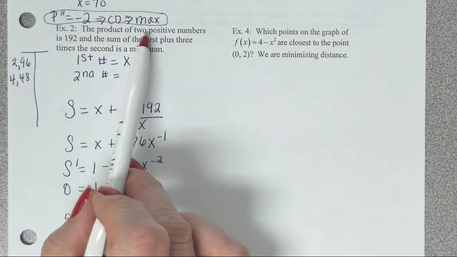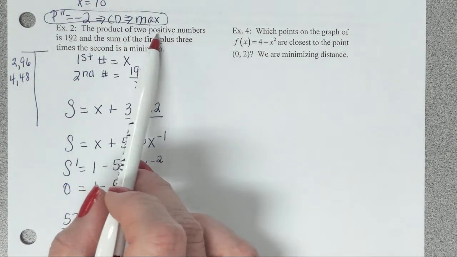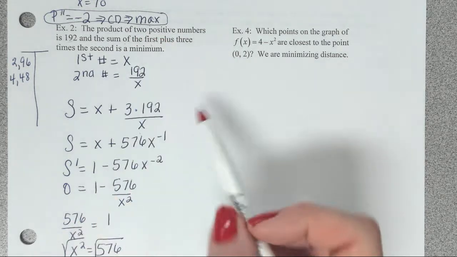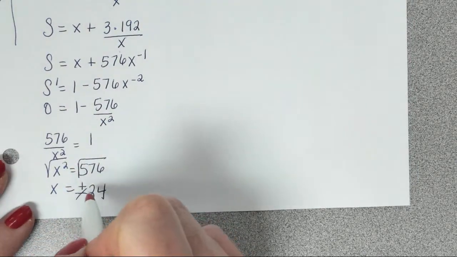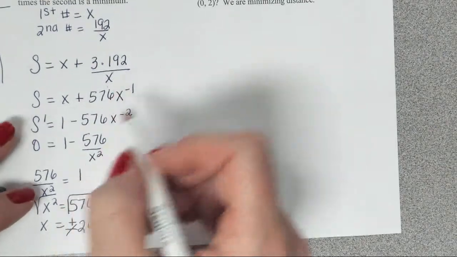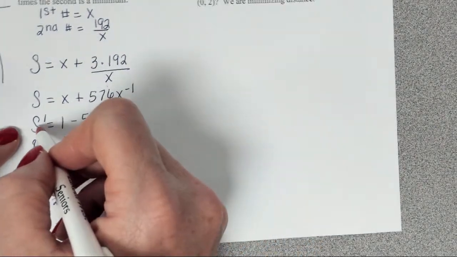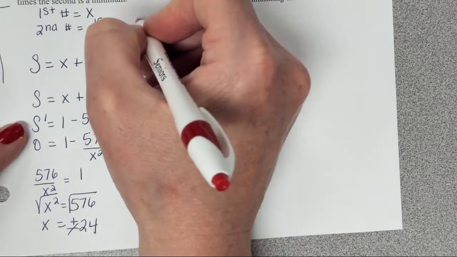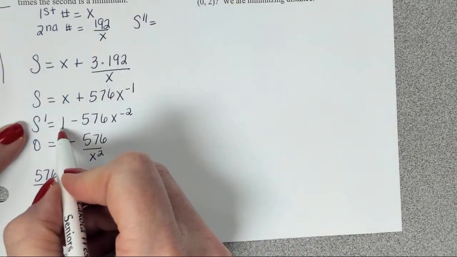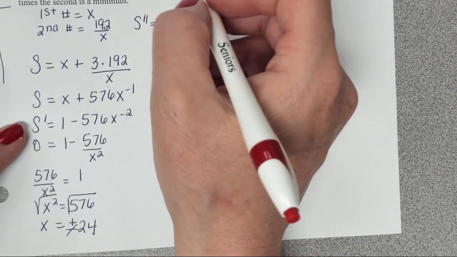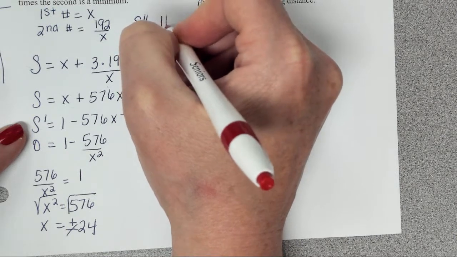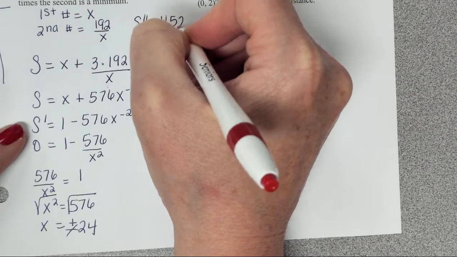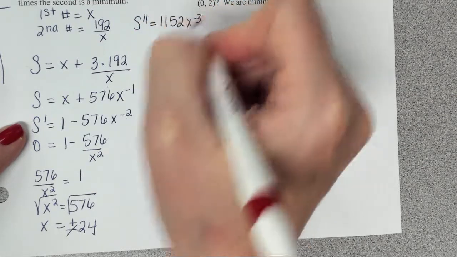Now, this is where I want to look back and see what my reasonable answers are. Is it possible that negative 24 could be my answer? No, it says I have to have two positive numbers, so I can throw out the negative 24. But I do have to check and make sure that 24 is going to give me a minimum. So when I take my second derivative, this is my check. The derivative of 1 is 0. Negative 576 times negative 2 is going to be positive 1152, I believe. X to the negative 3 now.